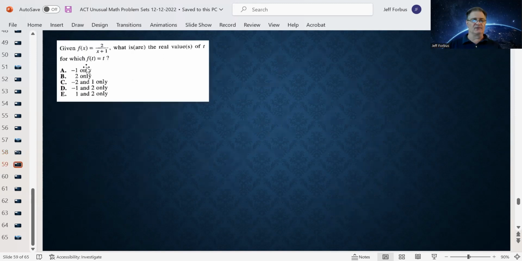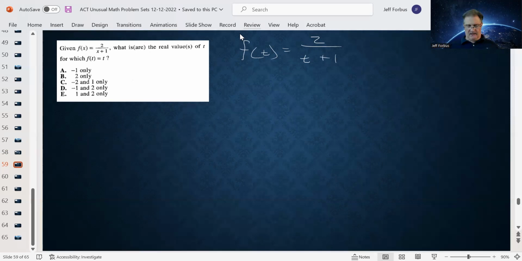Let's go to the next question. So the next question is just a function, and it says, what are the real values of t for which f of t is equal to t? Well, we know f of x is 2 divided by x plus 1. So let's just rewrite that with f of t. So f of t is going to be equal to 2 divided by t plus 1.